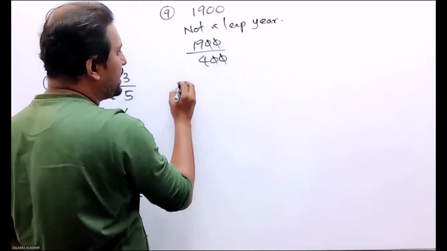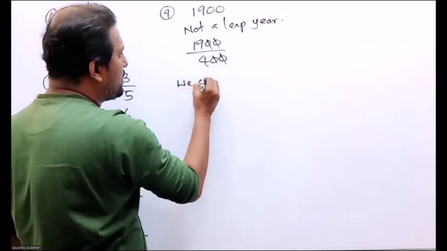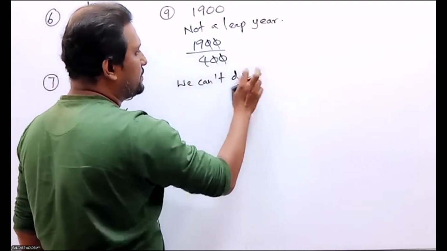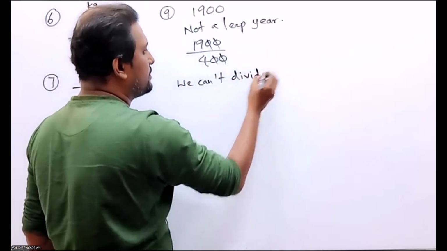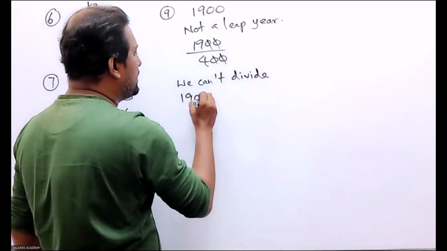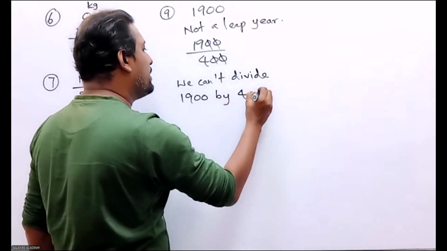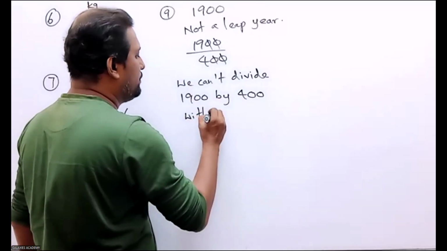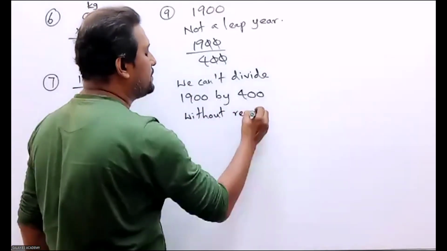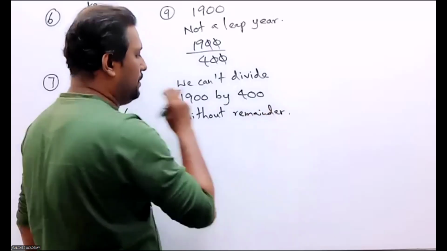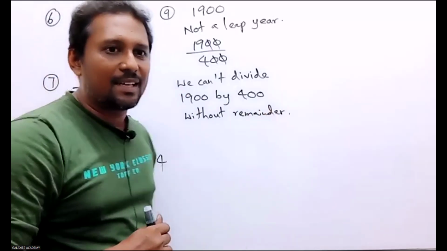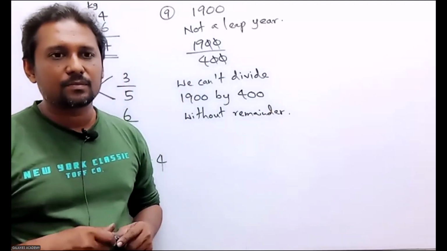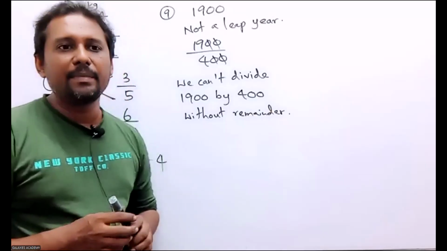The reason you can write, we can't divide 1900 by 400 without getting any remainder, without remainder. අපිට පුළුවන් 400 වලින් divide කරන්න නේද? හැබැයි remainder එකක් එනවා. අර without remainder කියලාත් ලියන්න. Okay, it is the checking method.